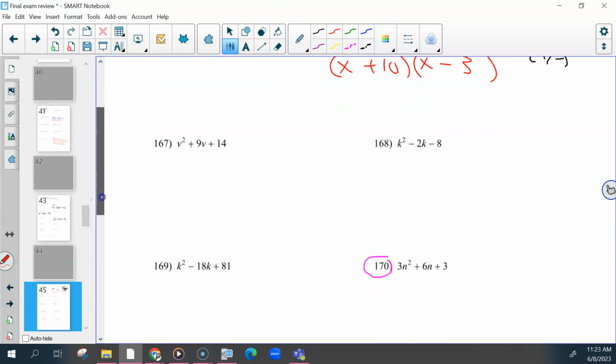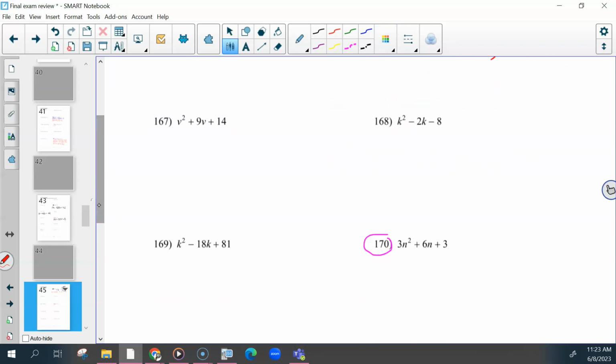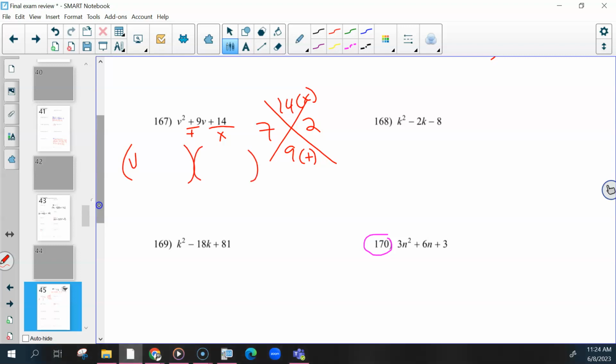67. So two numbers that multiply to be 14 and add to be 9. Yeah, 7 and 2. If you don't know the factors off the top of your head, you can start listing out the factors and figure out which ones would add or subtract to 9.